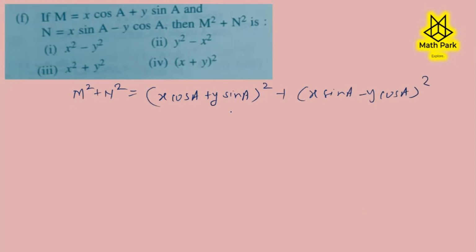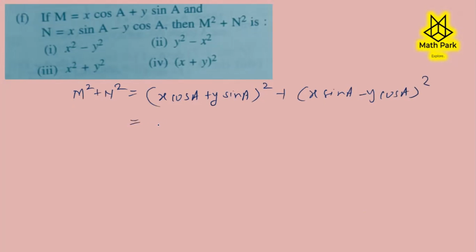m is equal to x cos a plus y sin a, and n is equal to x sin a minus y cos a, then find m square plus n square. Let us find m square plus n square. m is x cos a plus y sin a, and then the square of this, plus n square is x sin a minus y cos a, and then the square of this.